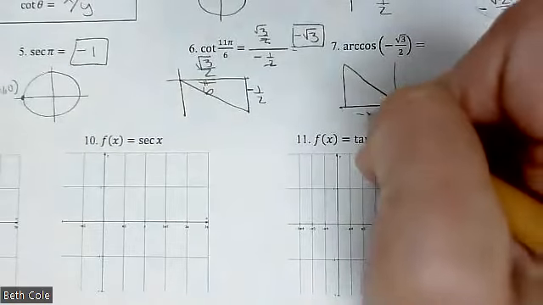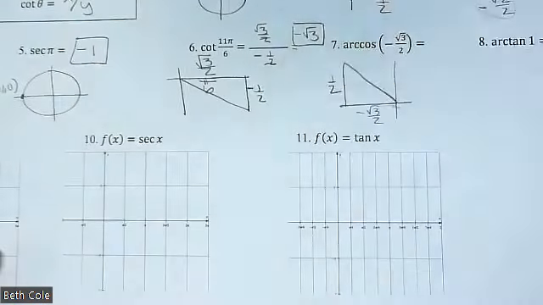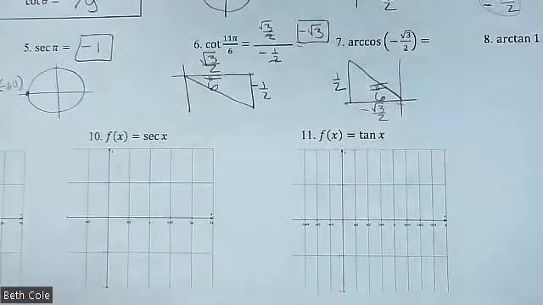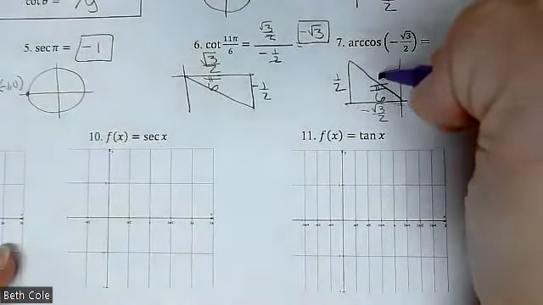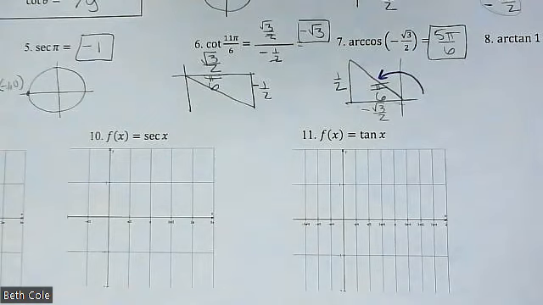Anyway, your negative square root of 3 over 2 goes here. That means the other side is 1/2. That means the angle is pi over 6. Now hold on. Pi over 6 is not your answer, because your answer is the amount you rotated to get there: 5 pi over 6.